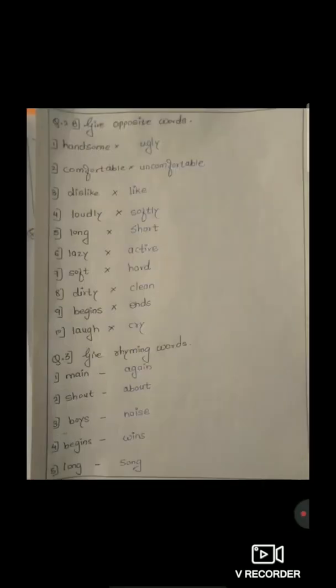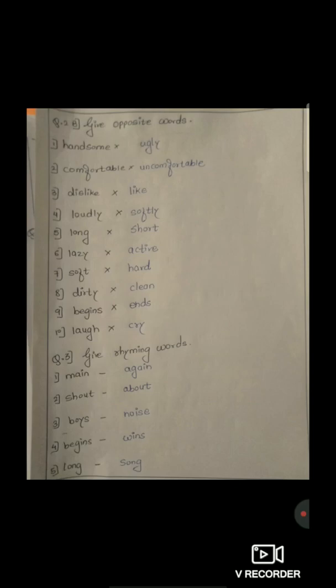Now students, question number 2, B1, give opposite words. The very first word, handsome. Answer is ugly. Second word, comfortable. Answer is uncomfortable. Third word, dislike. Answer is like. Fourth word, loudly. Answer is softly. Fifth word, long. Answer is short. Sixth word, lazy. Answer is active. Seventh word, soft. Answer is hard. Eighth word, dirty. Answer is clean. Ninth word, begins. Answer is ends.